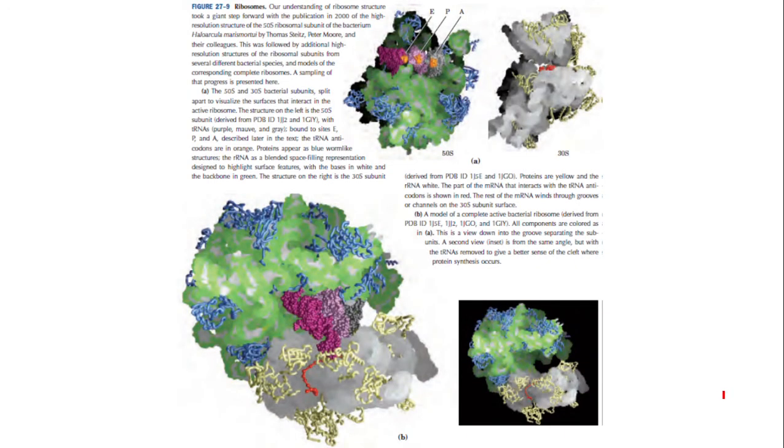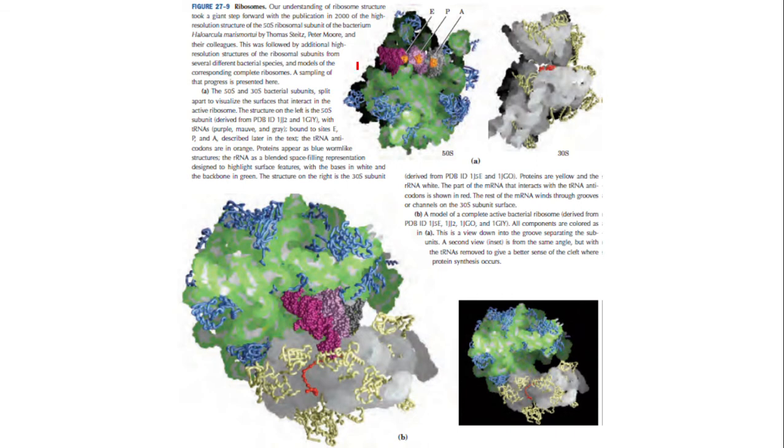And what is this? This is a photograph obtained using a computer, of what? Of the ribosome. What are E, P and A? That is mentioned here. A is the aminoacyl site. P is the peptidyl site. E is the exit site.